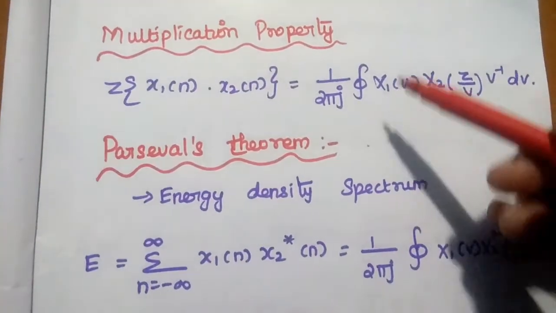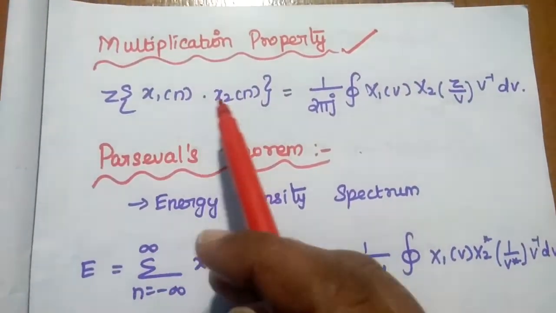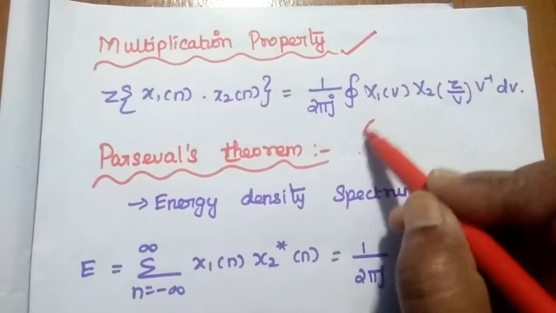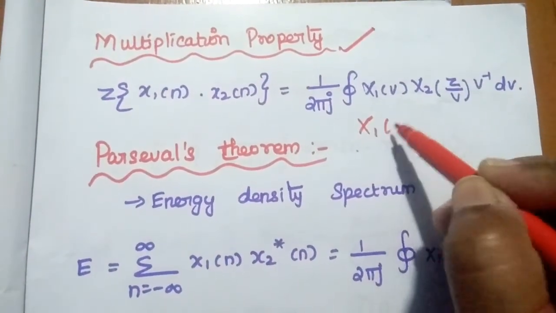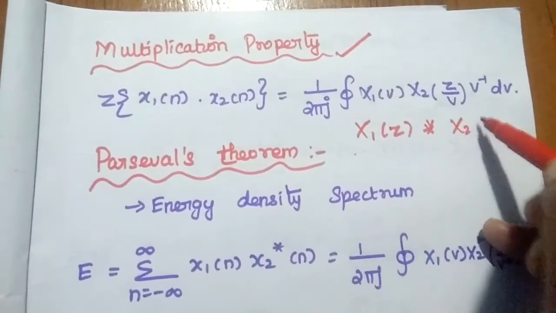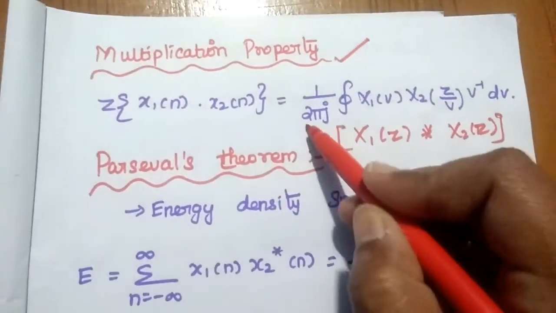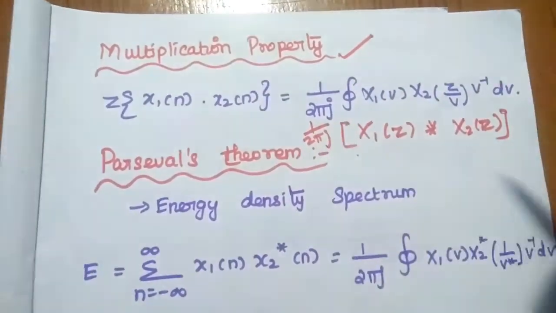The remaining properties are multiplication property. So multiplication in time domain results in the convolution of its transform. Okay, convolution of its transform. So this statement itself is very important.